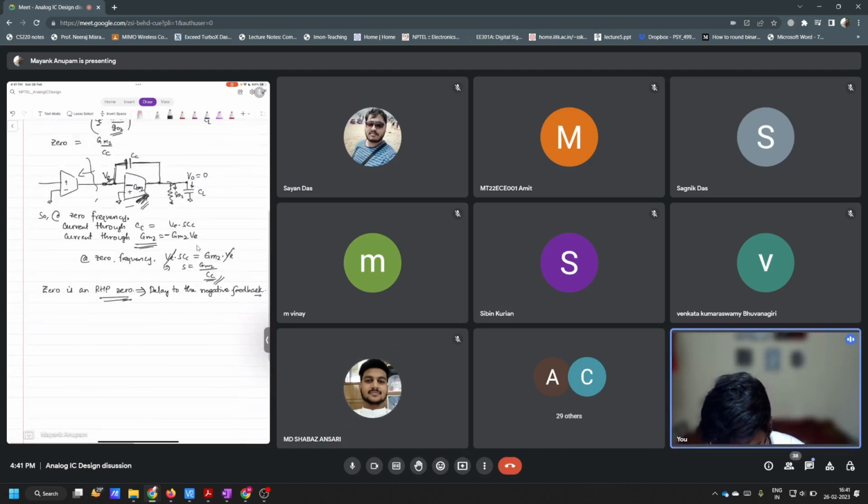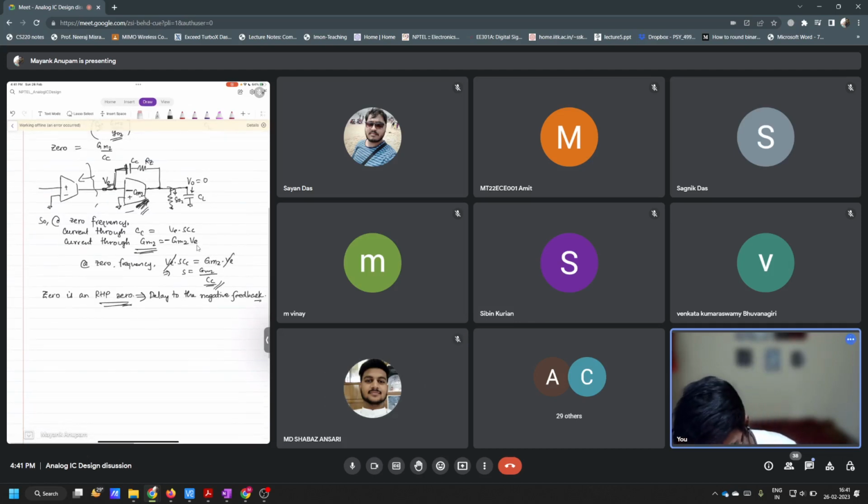So the other thing that we can do is what? We can simply add a resistor here. Correct. This resistor, its value should be what?